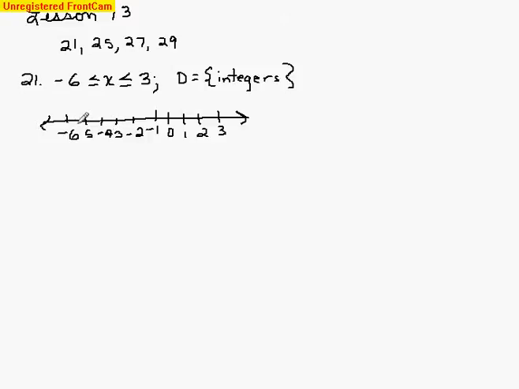It has the "and equal to" sign right there, so it's going to include -6 and 3. So we're just going to put -6, -5, -4, -3, -2, -1, 0, 1, 2, 3, and that is it. That's how you do 21. Okay, let's move on to 25.